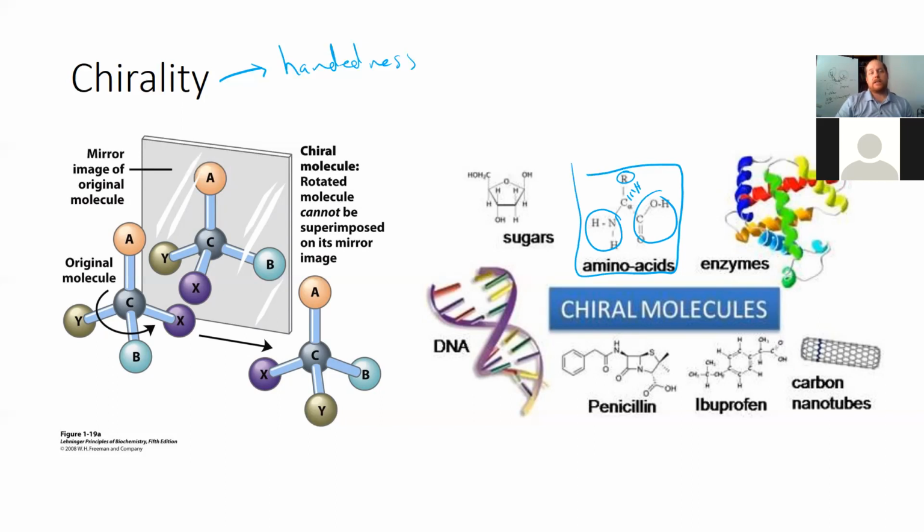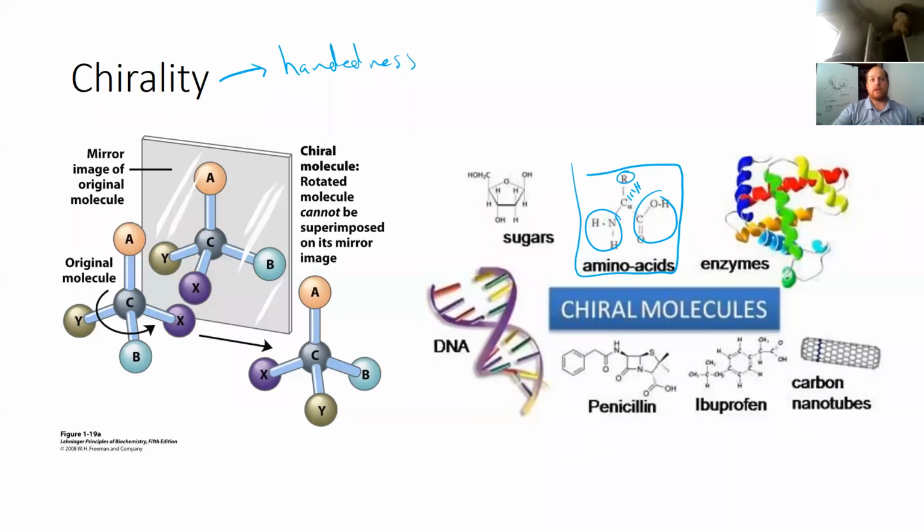Now, this also has implications for reactivity of these molecules with a variety of different compounds. For example, how does it fit into the pocket of an enzyme? For chiral molecules, it matters which handedness they have. And so these are called optical isomers because of how they interact with light.